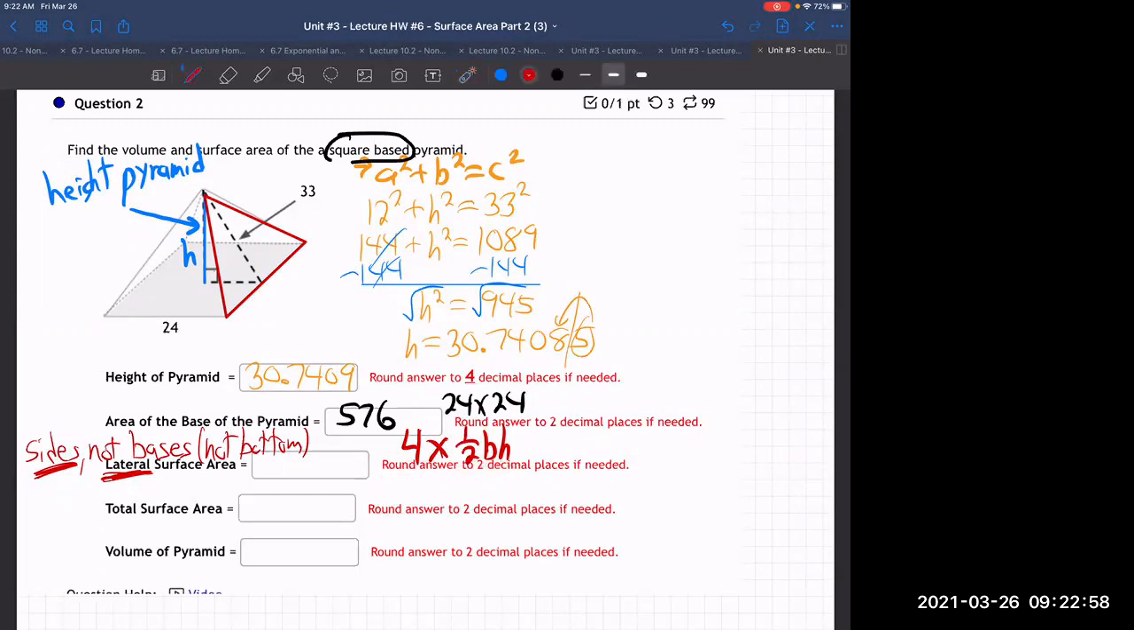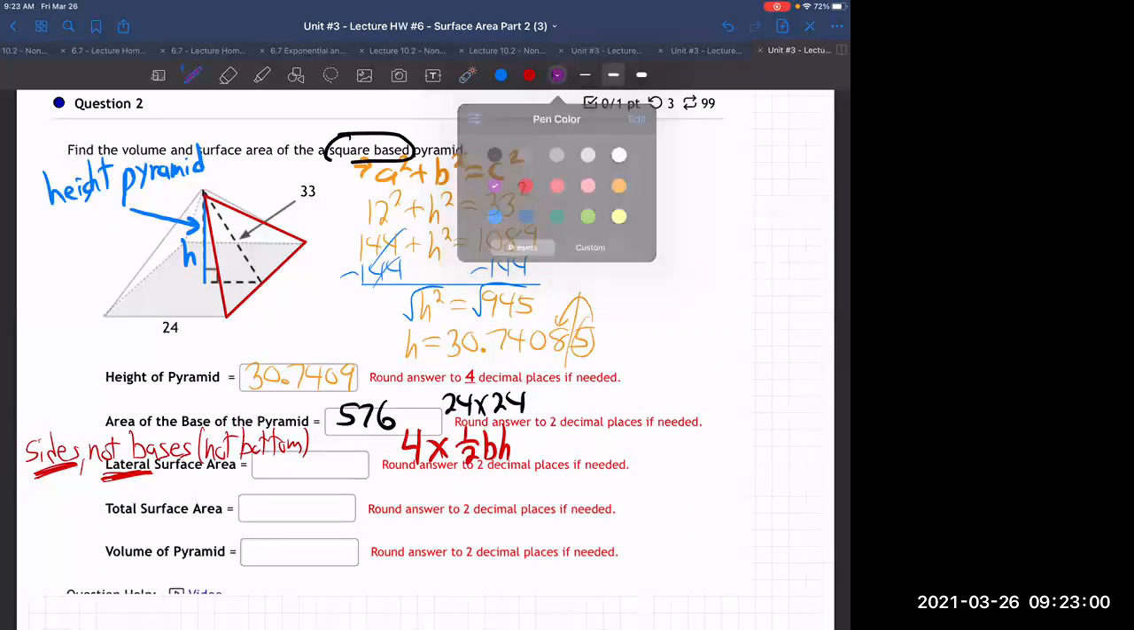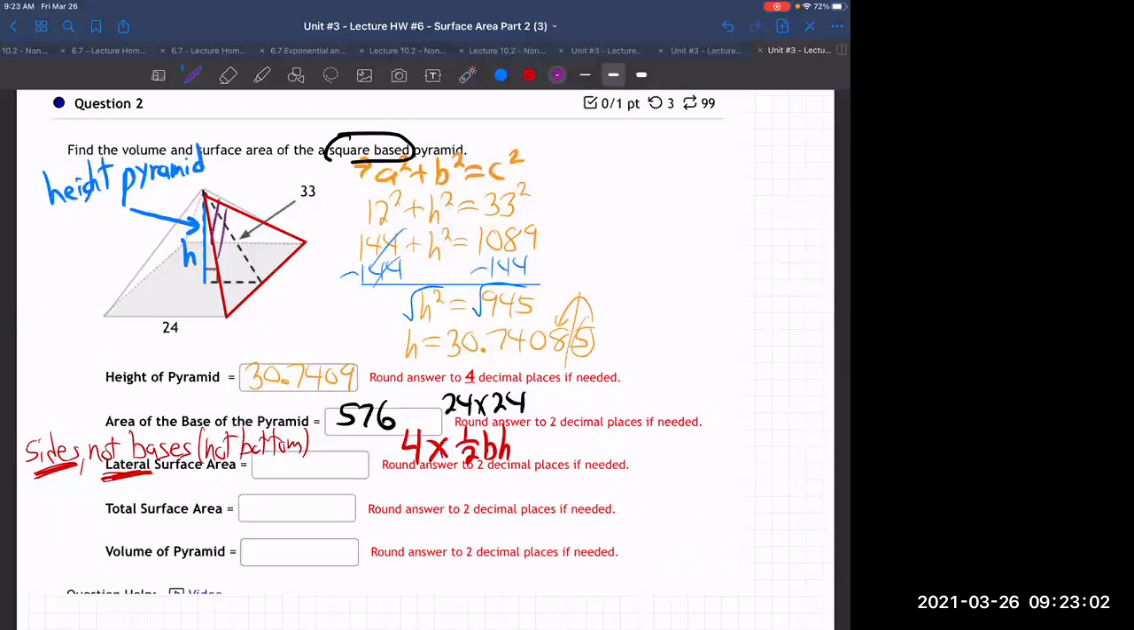So, okay, how do we find the area of this triangle? Base and height. We already know this is 24 across here because it's the same as this 24. It's a square base. All right, so that's the base. So this is going to be 4 times a half times the base, which is 24, times the height.